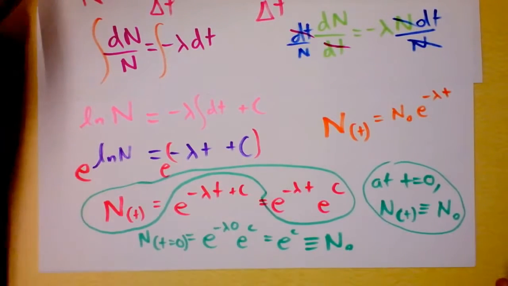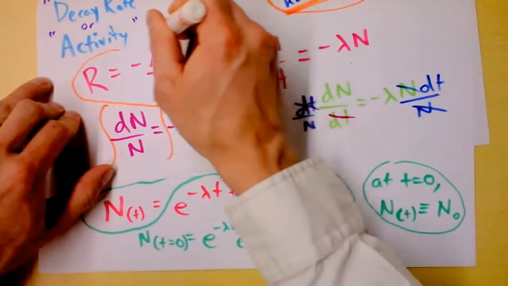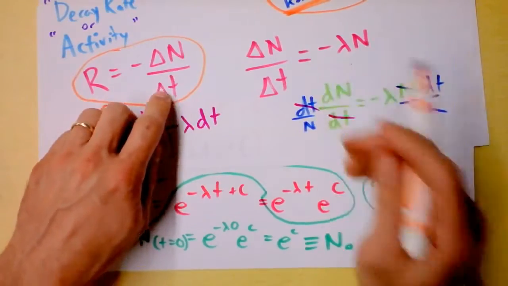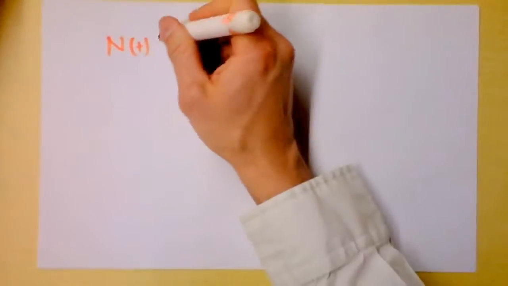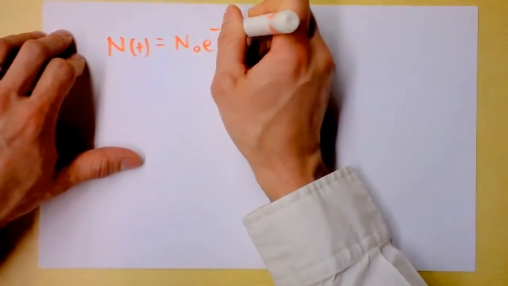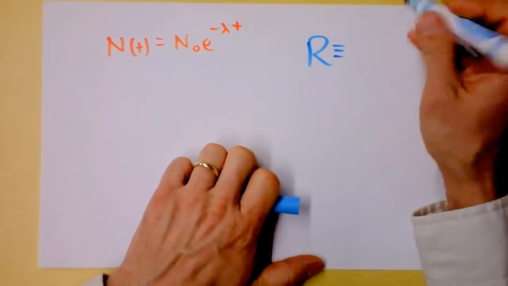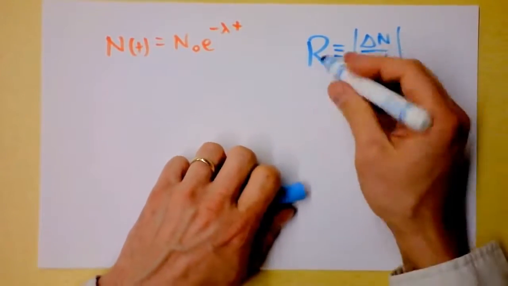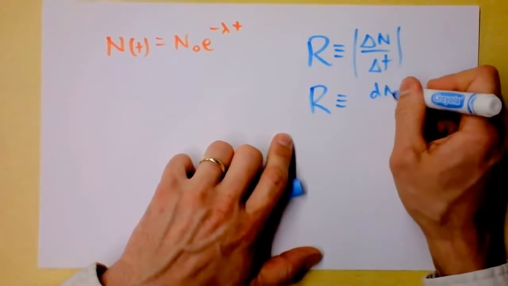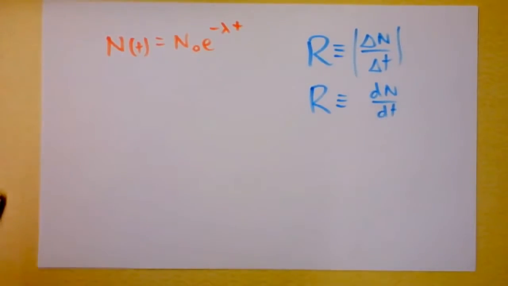Oh wait, I can say some more about rate now. Here's rate. Rate is the derivative of the number that are left. So let's take this equation one more time. I'm saying the number as a function of time is n naught times e to the minus lambda times t, and where I previously had rate defined as, what did I say? Rate was delta n over delta t, absolute value, blah, blah, blah. Now I'm going to define rate as dn dt. So it's the slope of the graph that we had at the beginning.